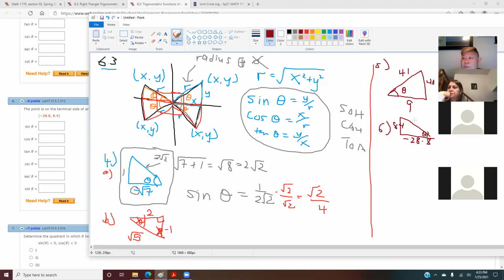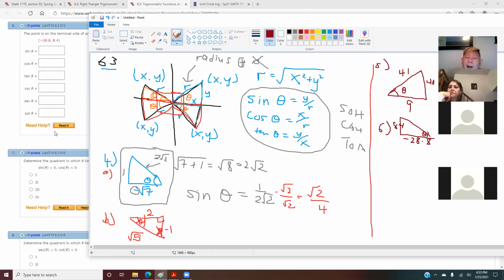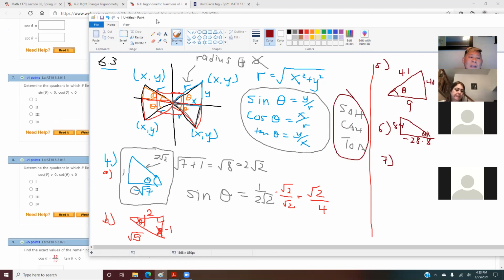Now for this one, you have to use the Pythagorean theorem to figure out what your hypotenuse is, and then after that, you use your SOHCAHTOA to do the rest. You guys doing all right here so far? Okay, it's not that difficult. It's all based on the same SOHCAHTOA that you did in the first few. Now this 7 is a little bit tricky.